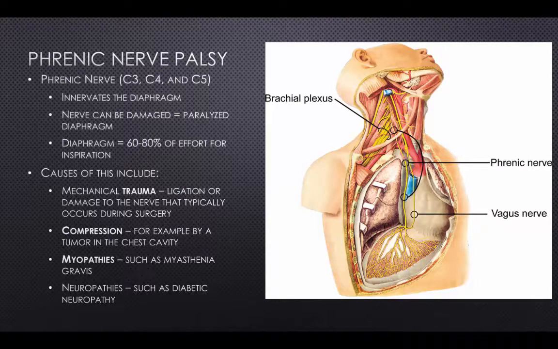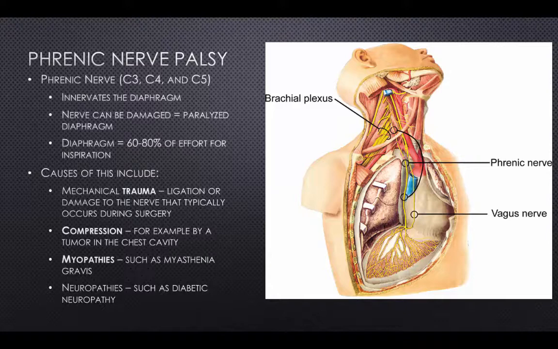The phrenic nerve innervates the diaphragm. The phrenic nerve originates from C3, C4, and C5. The phrenic nerve can become damaged and will result in a paralyzed diaphragm. Remember that the diaphragm is responsible for about 60 to 80% of the effort for inspiration, which means that individuals are going to have a difficult time getting air in.